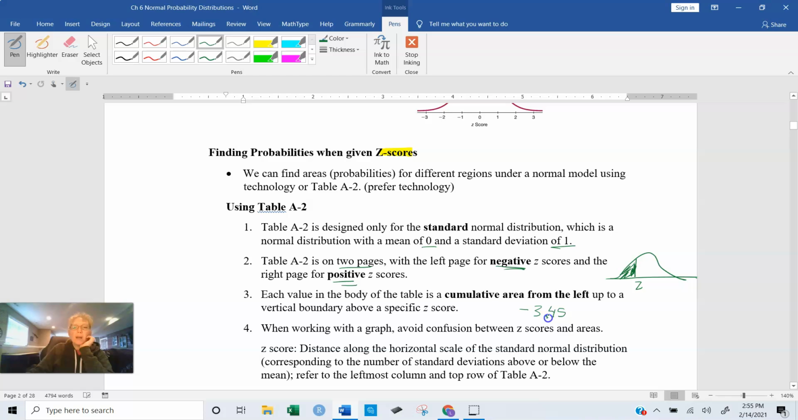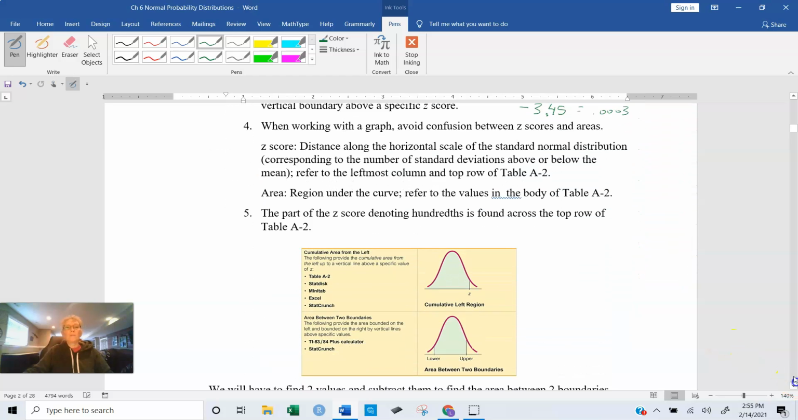Now, if you look at a negative 3.4 on the top, it's about the first one, and then you go over to 0.05, you'll see you have an area of 0.0003. And that's how you use this thing. Or we're going to use StatDisk, which is the one I like.